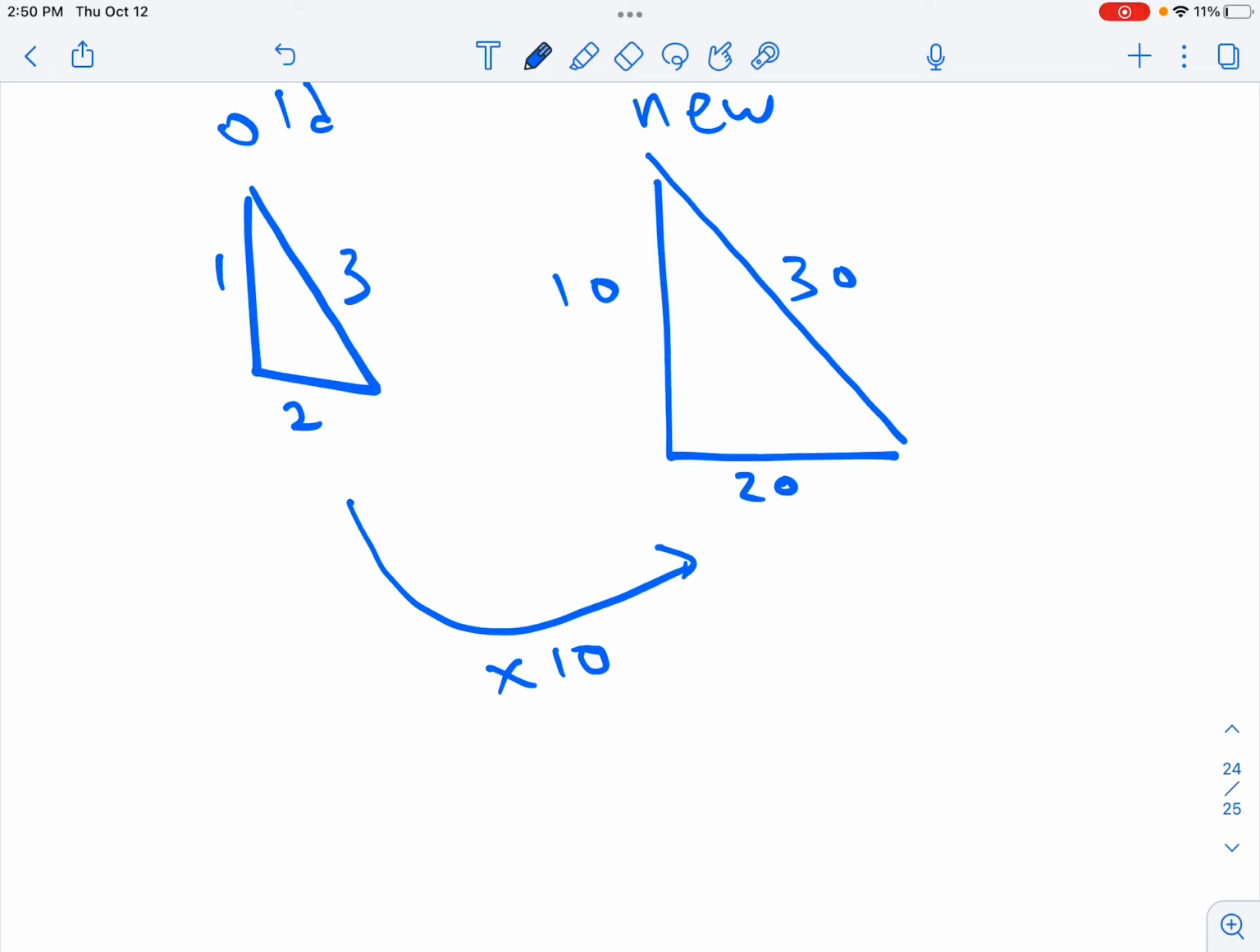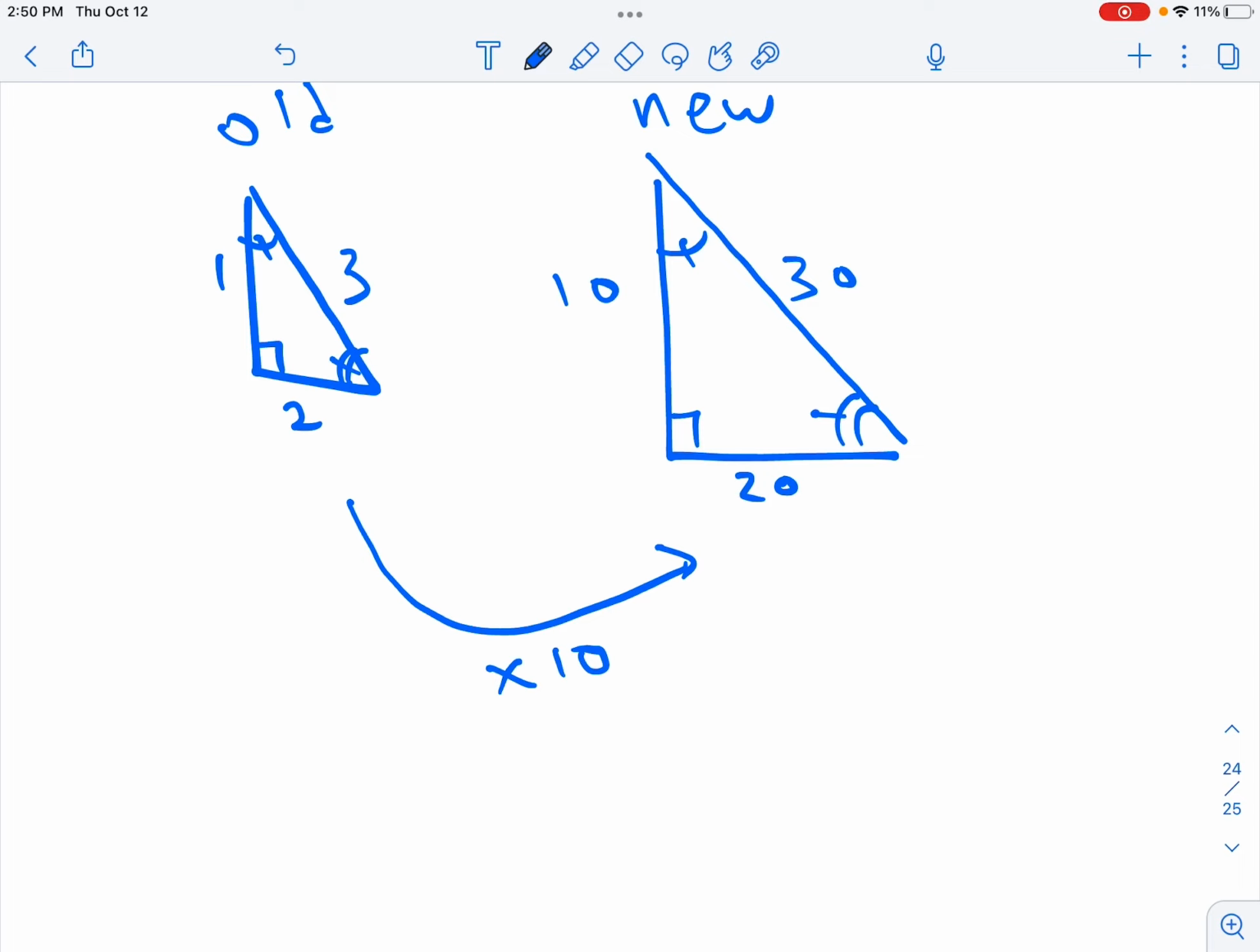So now let's take a look at the angles. Now, if this is a 90-degree angle, would I expect the 90 to be multiplied by 10 to make this a 900-degree angle? The answer obviously is no, that would be crazy. So with similarity, the side lengths get multiplied by a scale factor, but the angles will all stay exactly the same.